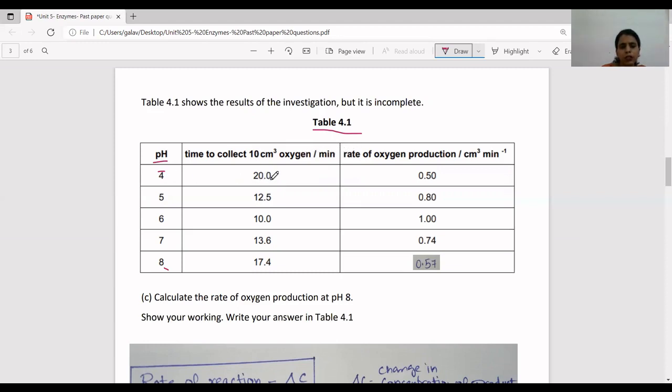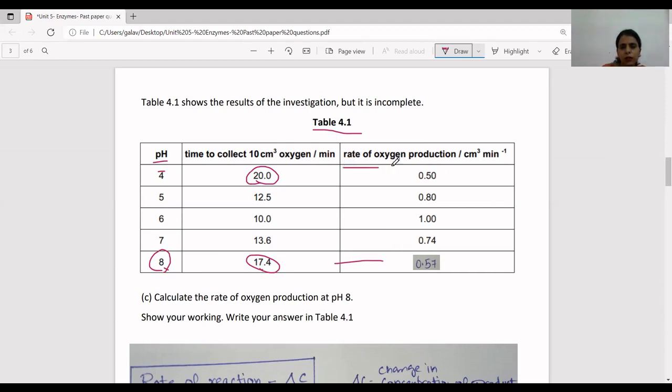At pH 4, 20 minutes were taken to collect 10 cm³ of oxygen. At pH 5, the time taken was 12.5 minutes to collect 10 cm³ of oxygen, and similarly it goes down. At pH 7, 13.6 minutes were taken, and at pH 8, now you have to calculate how much. At pH 8, 17.4 minutes were taken to collect 10 cm³ of oxygen.